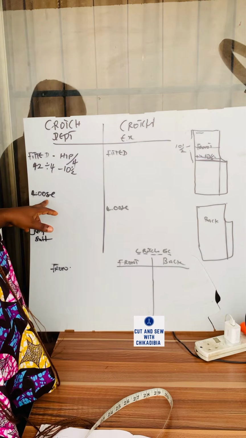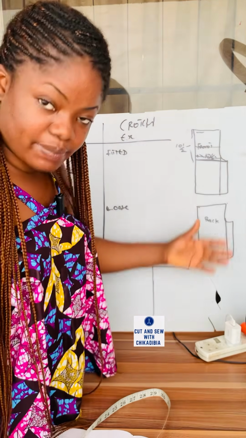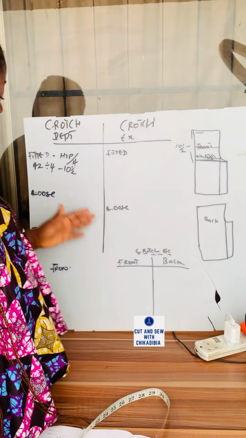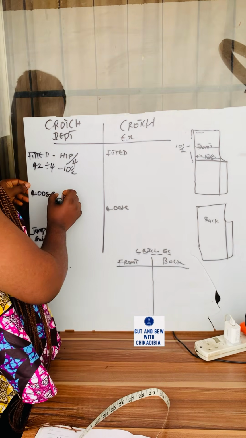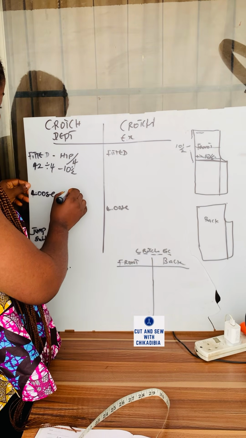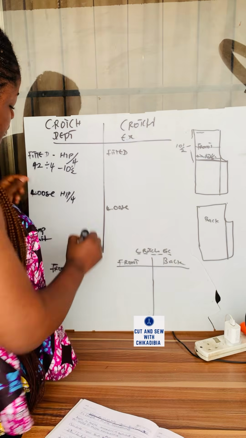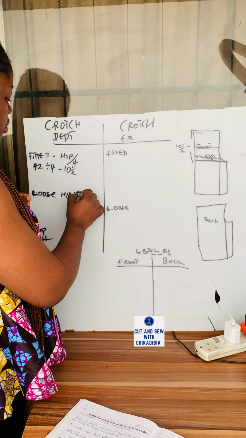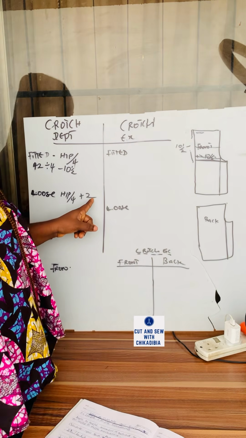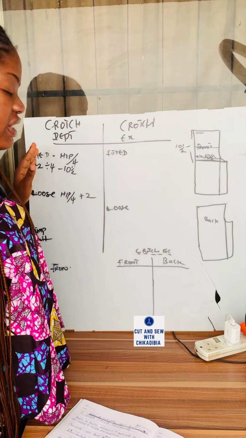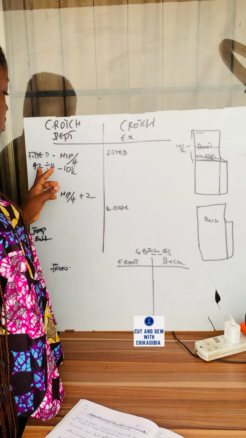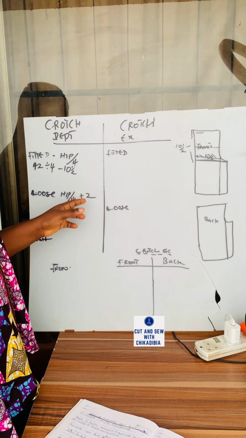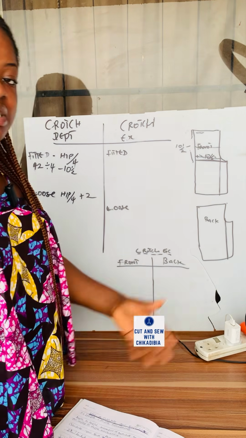For a loose pant, if you are making a loose pant, a palazzo pant, let me call it palazzo so that you guys will understand what I mean by a loose pant. For a loose pant, you're going to divide your hip by 4, plus 2 inches allowance. For my fitted pant, I divided my hip by 4, and this is what I have, 10.5. For a loose pant, you're going to divide your hip by 4 plus 2 inches to make it loose.